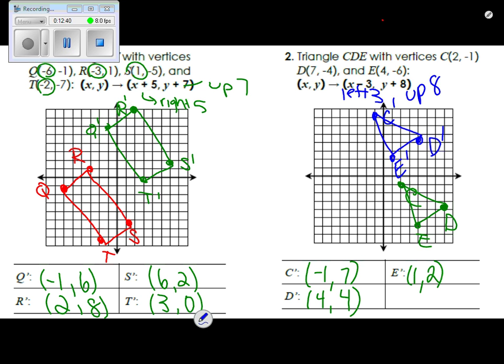And there it is. I know that seemed really long, but I wanted to do it both ways because you need to be able to do it both ways. If I give you a graph, I want you to be able to slide it. If I give you just the coordinates, I want you to be able to work with the coordinates to tell me where it's going. Any questions with that?